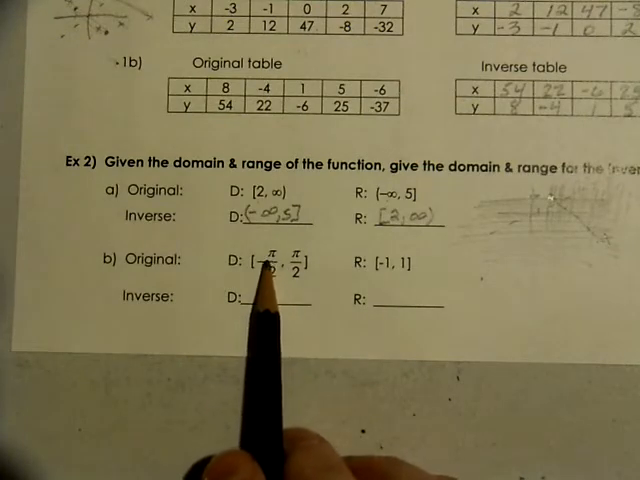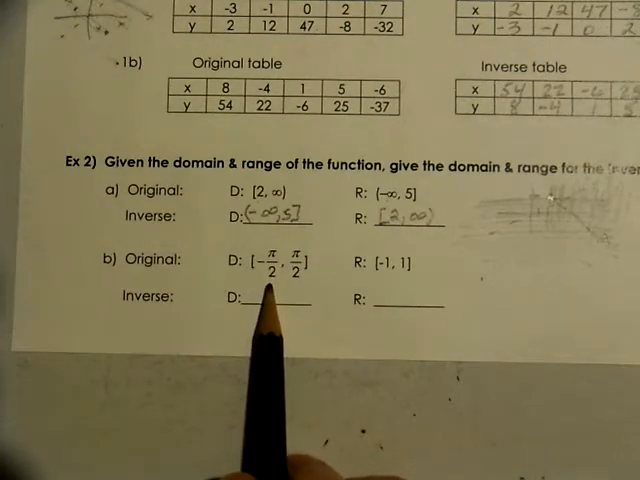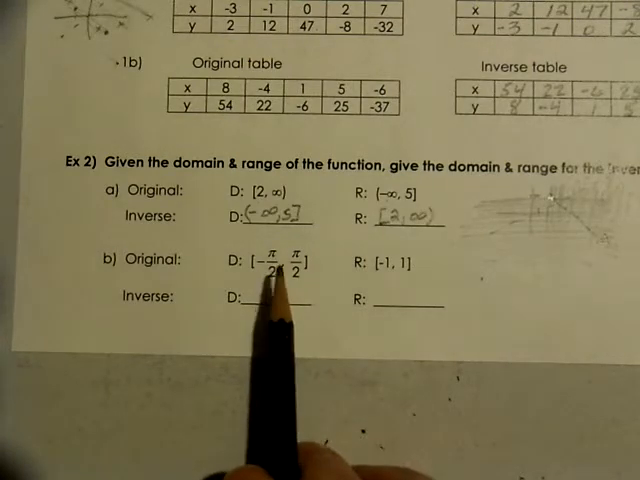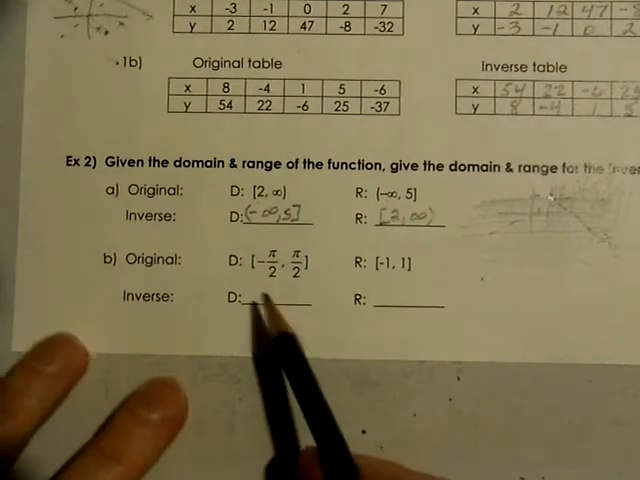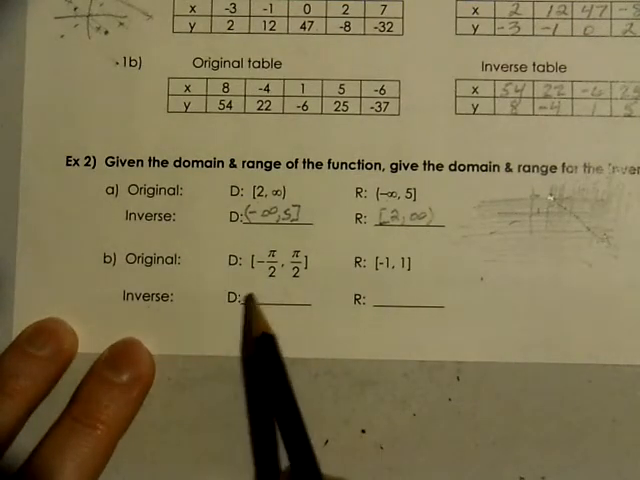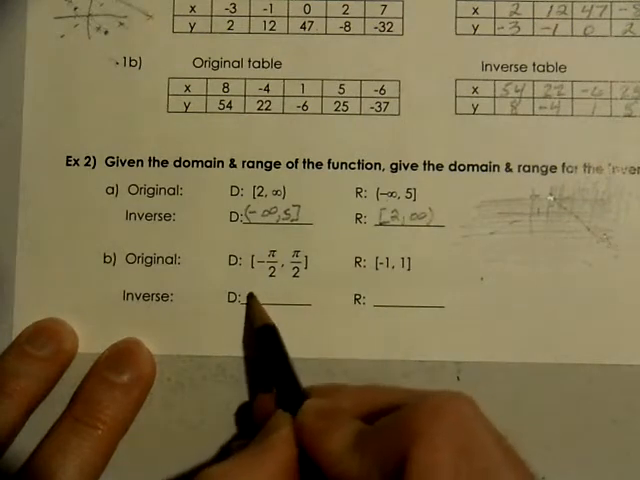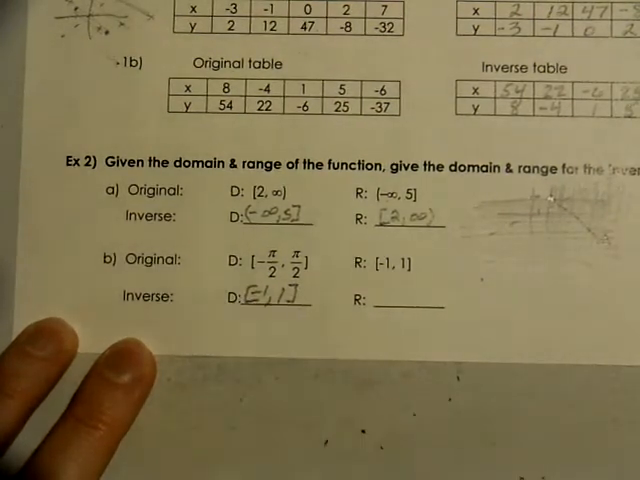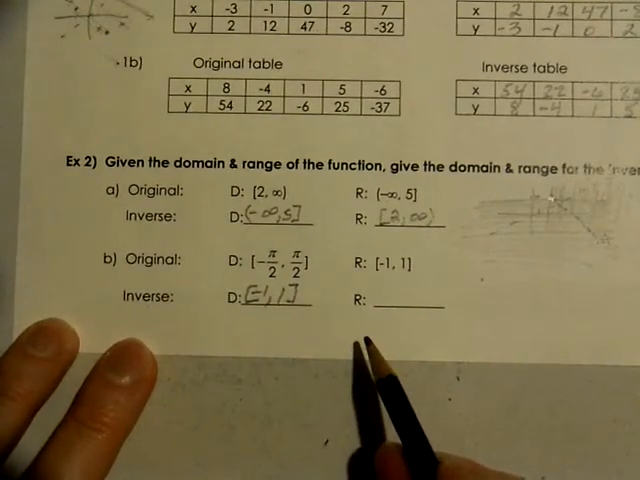Alright, here we're dealing with pi over 2. We haven't really talked about doing pi over 2 and what that might mean. That's going to come up in the unit circle in the future. But for the inverse, your domain is your range. And your range is your domain.